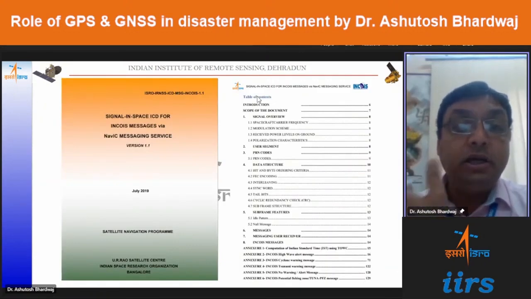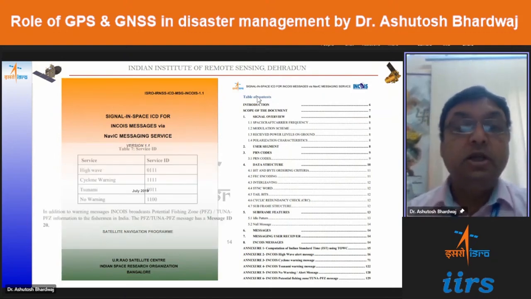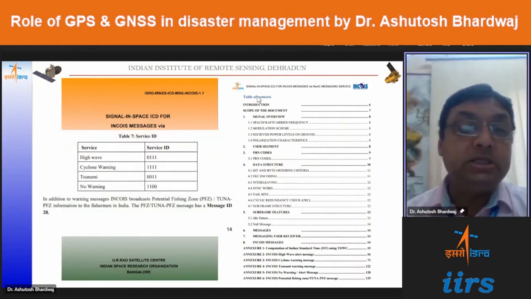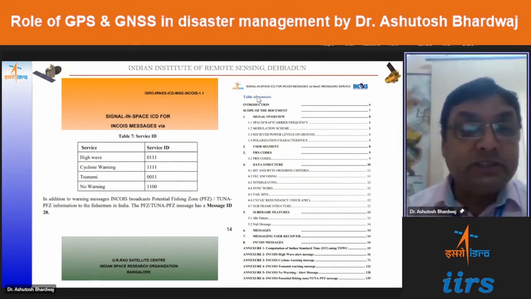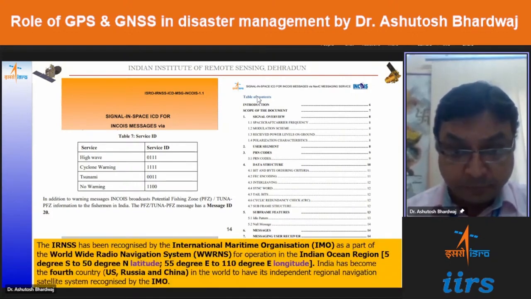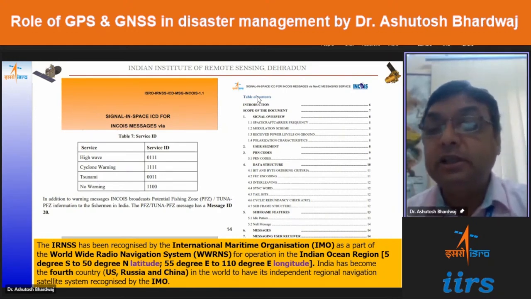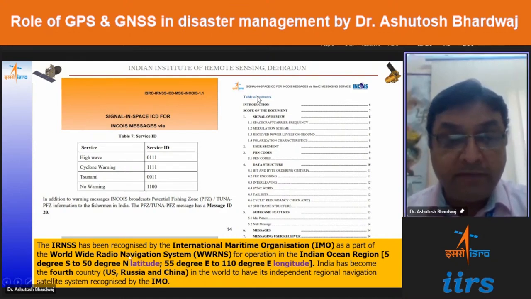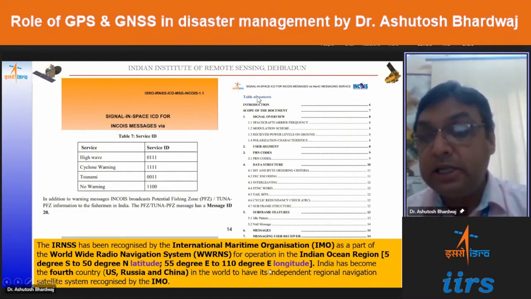The ICD, that is the interface control document, has already been released. Updates have also been released. So these can be utilized by Android app builders. They can use the APIs which are available in Android. Already some of the services are operational for the fishermen. The International Maritime Organization has already certified the NavIC signals for use in a large part of the ocean, from 5 degrees south to 50 degrees north and 55 degrees east to 110 degrees east.